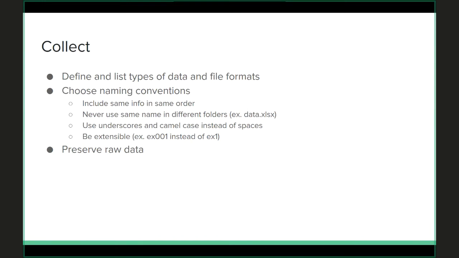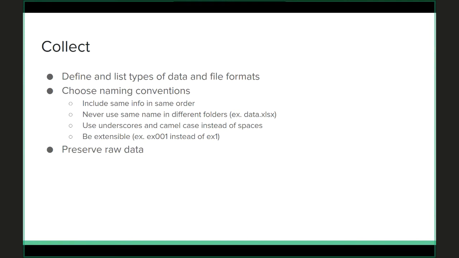Once you do that, you want to choose naming conventions. The names of your files should always have the same info in the same order. And make sure never to use the same name in different folders. For example, just the Excel file "data" is not going to be useful if the folder hierarchy gets out of whack. So you would name it something like rat data, or whatever is specific to your project.